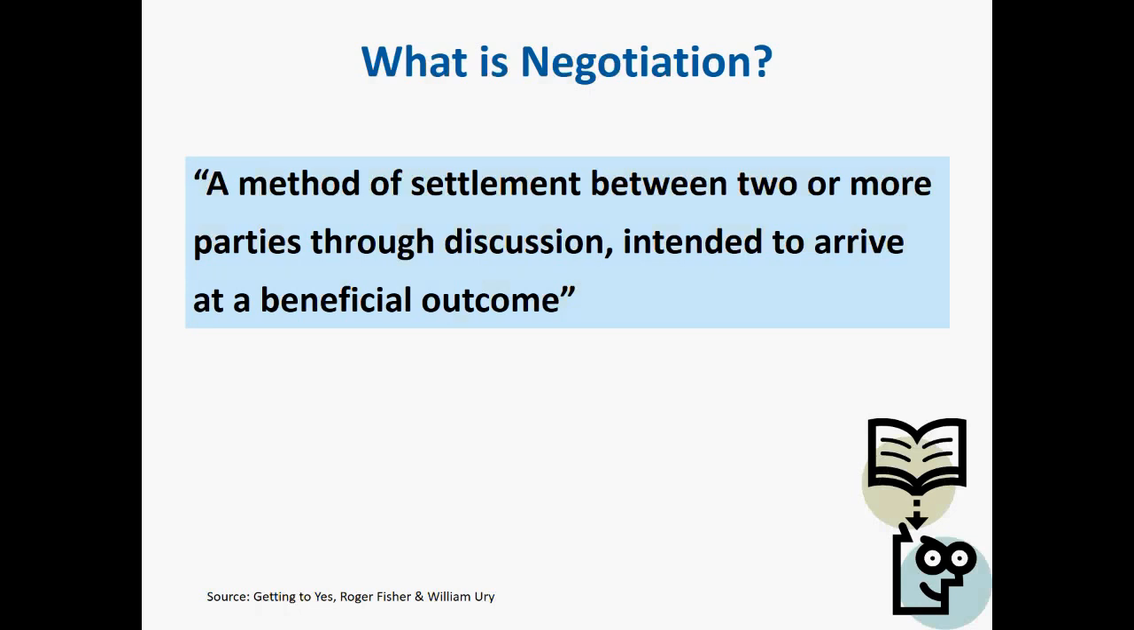What is negotiation? It's a method of settlement between two or more parties through discussion intended to arrive at a beneficial outcome for both the parties. So this is probably the best definition. It is derived from a famous book on negotiation called Getting to Yes by Roger Fisher and William Ury. This is one of the best definitions, and this is one of the best selling books as well. And this definition is put forth in that book.